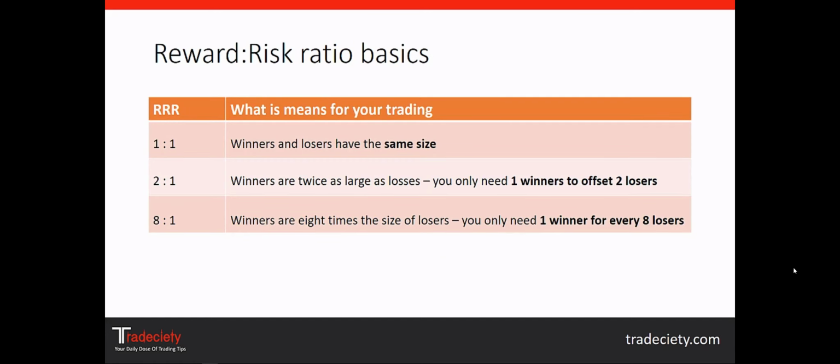So let's take a look at the reward to risk ratio first and just cover some basics. If you have a reward to risk ratio of 1:1, it means your winning trades and losing trades have the same size. On a reward to risk ratio of 2:1, that's the one I recommended so far, especially if you are starting out with this way of trading, it means that you only need one winning trade to offset two losing trades. If you are following the more advanced approach where you let your winning trades run, then sometimes you can get a reward to risk ratio of 8:1, sometimes 10:1 or even higher, and it means your winning trades are 8 times the size of your losers. You only need one winning trade for every 8 losing trades.